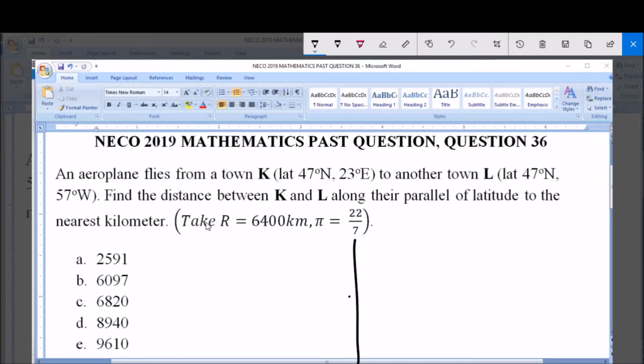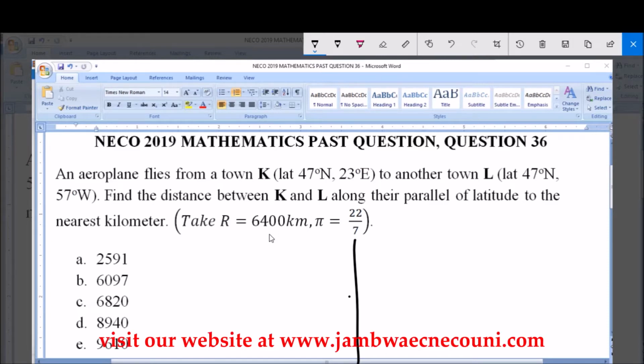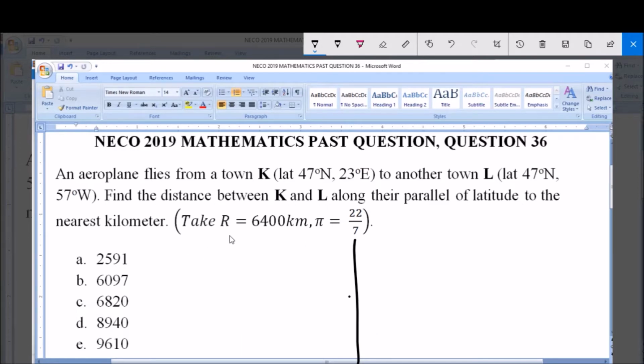We're given R, which is the radius of the Earth, to be 6,400 kilometers. And we are asked to find the distance between town K and town L. Now let's represent this with a diagram. Let's draw a small diagram here, representing the Earth. Then we have the coordinates: this is the west, the east, the south, and the north.